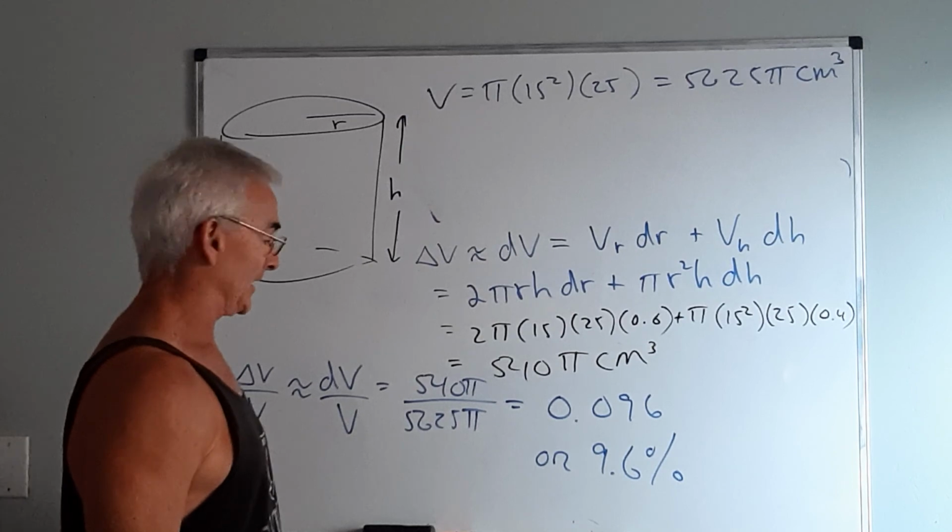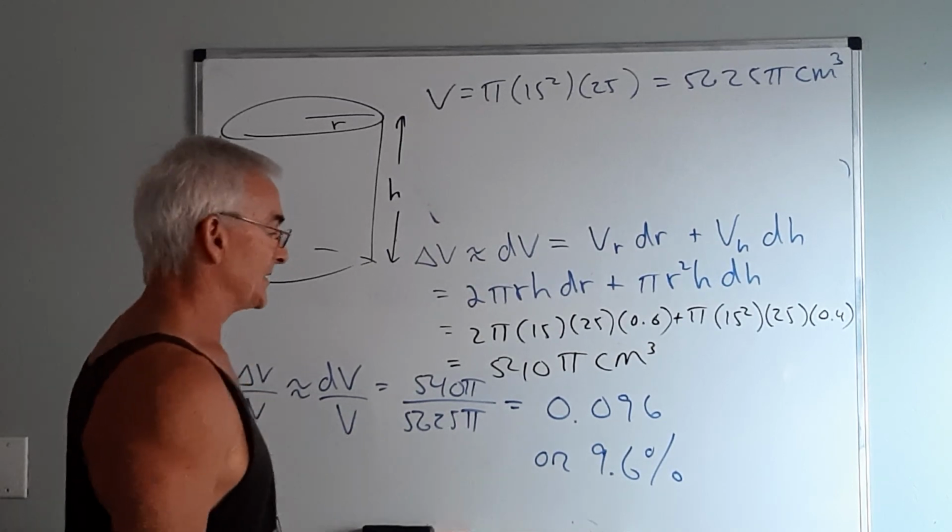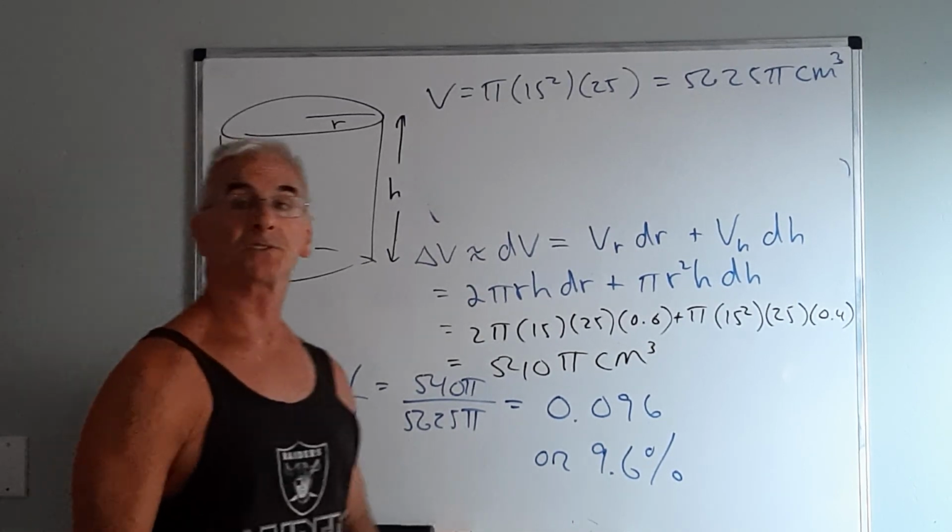So this is what we would call our maximum relative error. It's not exact, it's an estimation, but it's a ridiculously close estimation. So this is differentials.